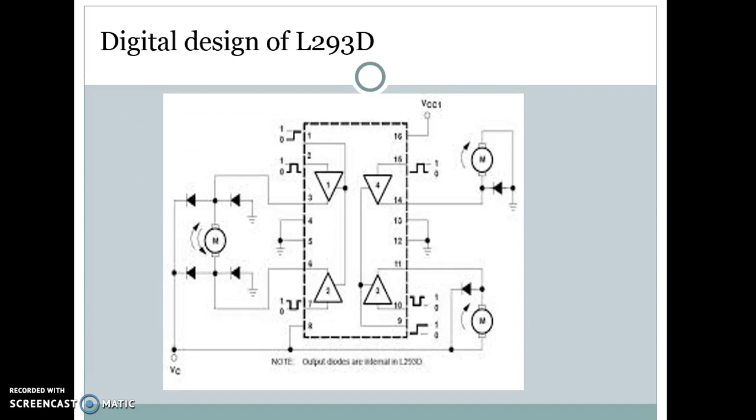The internal digital design of L293D acts as an amplifier. The external power supply is given to pin 8, from 4.5 volt to 36 volt, and this is transistor level circuitry, which is controlled by the input given from the controller, that is logic 1 and logic 0. The circuitry on the left-hand side controls the motor connected on the left-hand side, and the circuitry on the right-hand side controls the motor connected on the right-hand side.